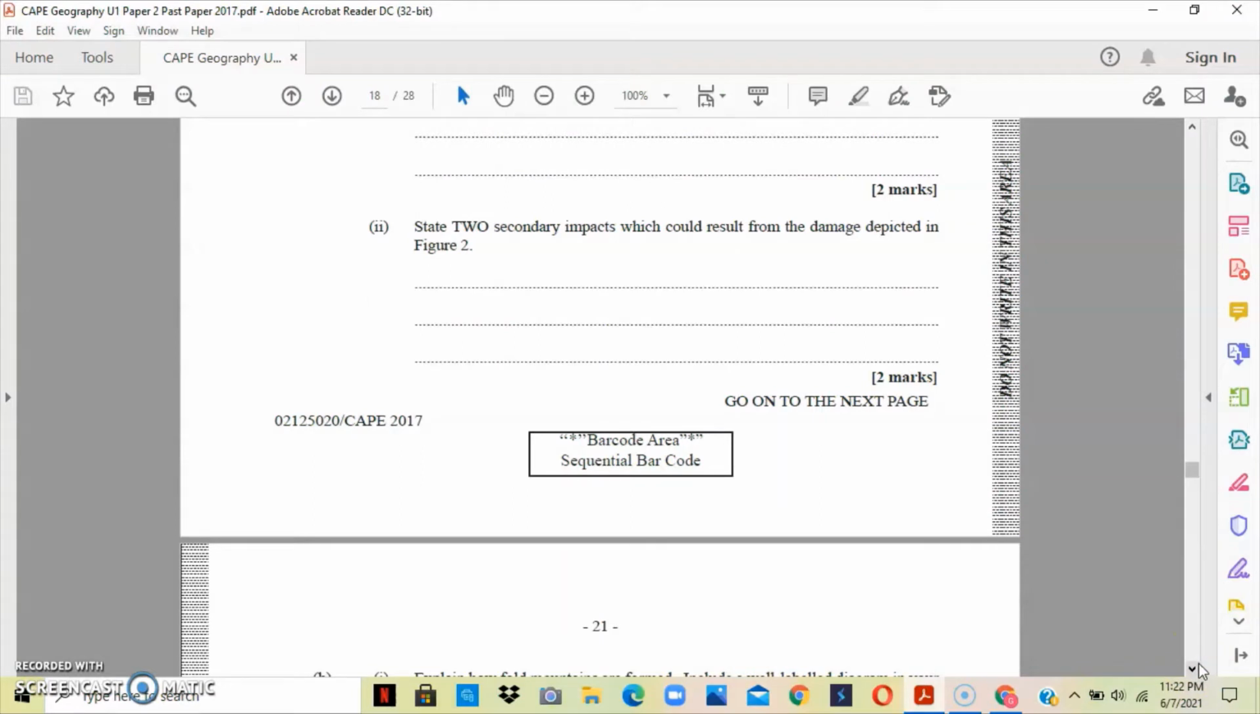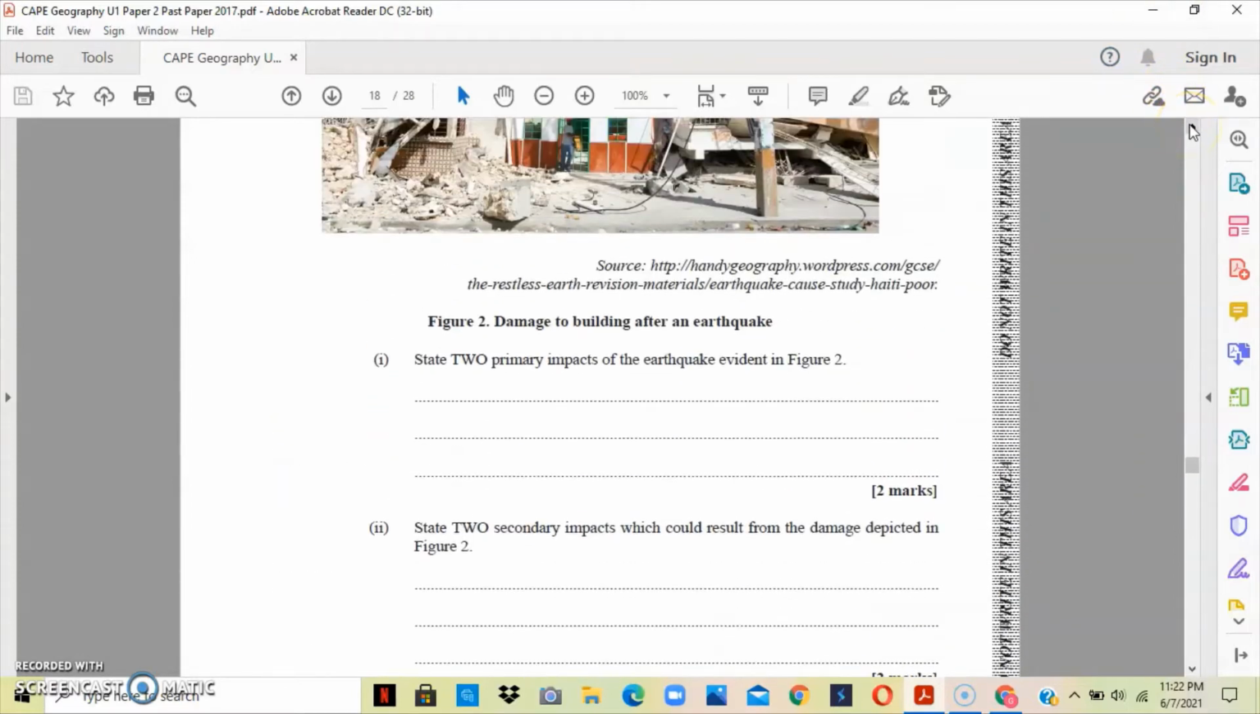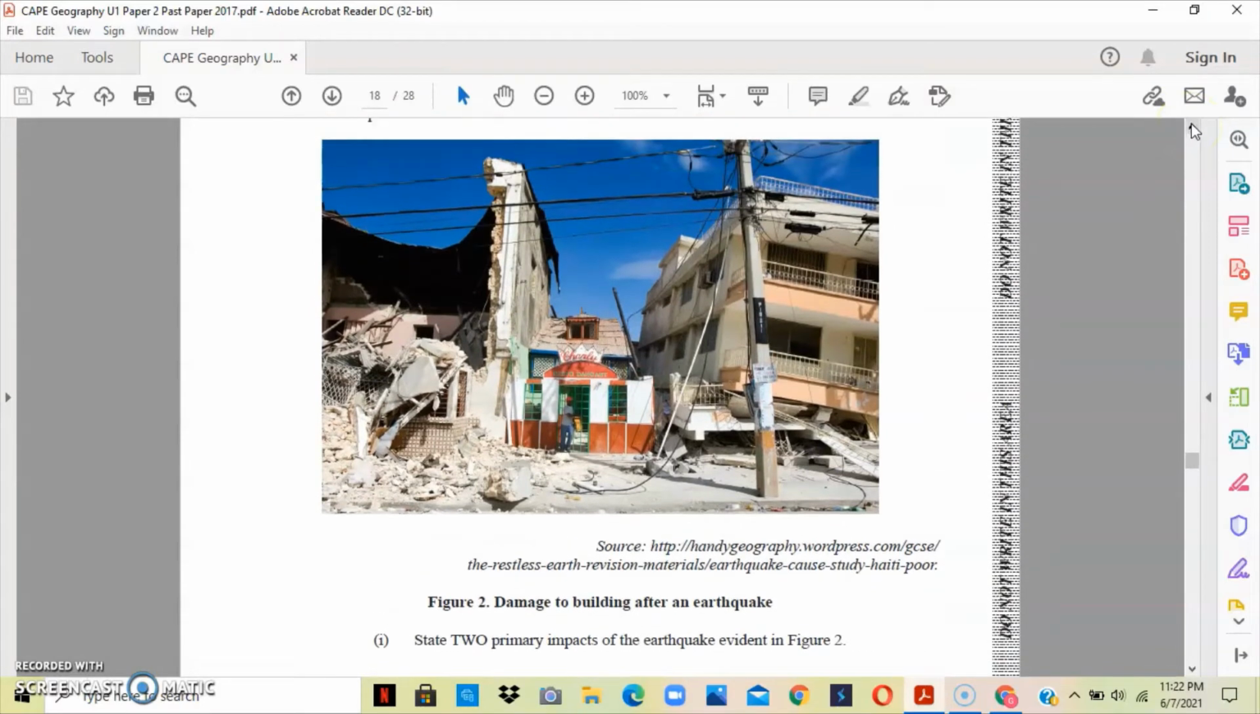Part 2 asks us to state two secondary impacts which could result from the damage depicted in the picture. Now remember, the secondary effects are those in the aftermath of the event. So because of the primary impacts in the picture, we can have homelessness. Persons may become homeless because their homes were broken down. We can have an outspread of diseases, we can have lack of potable water, we can have famine in the region, we can have fire, right? The electric wire could cause fire, and we can have disruption of waste and sewer systems. So there are a lot of secondary effects that can result from the earthquake that happened in the picture here.